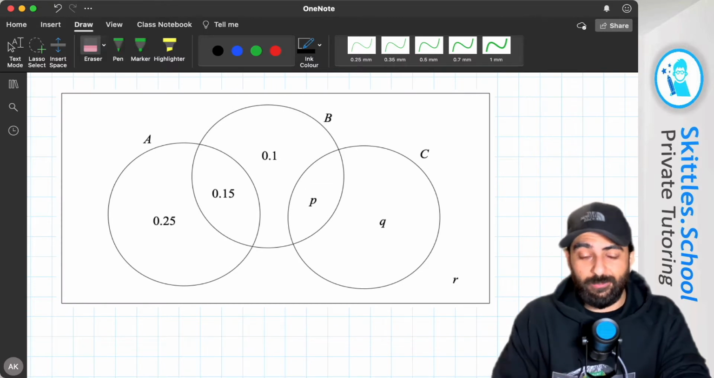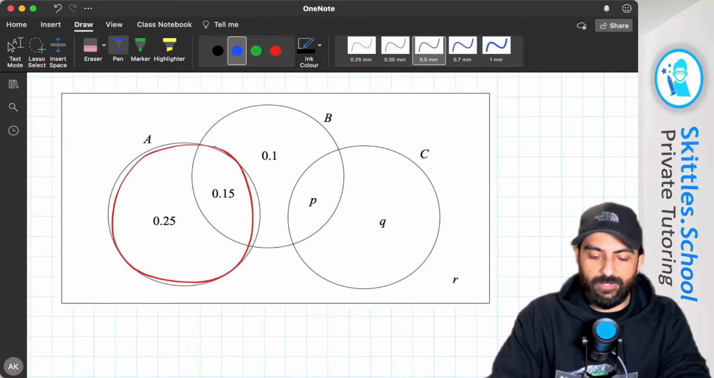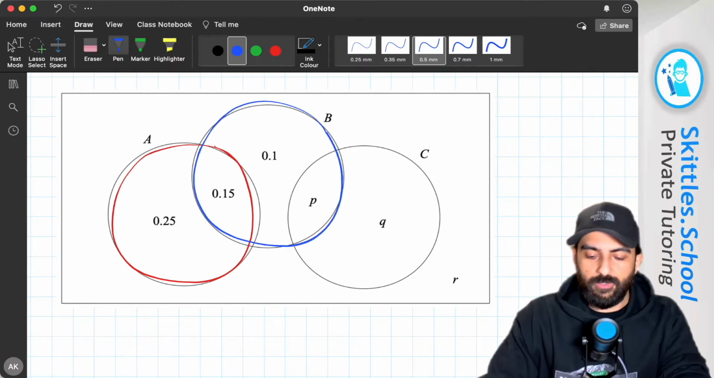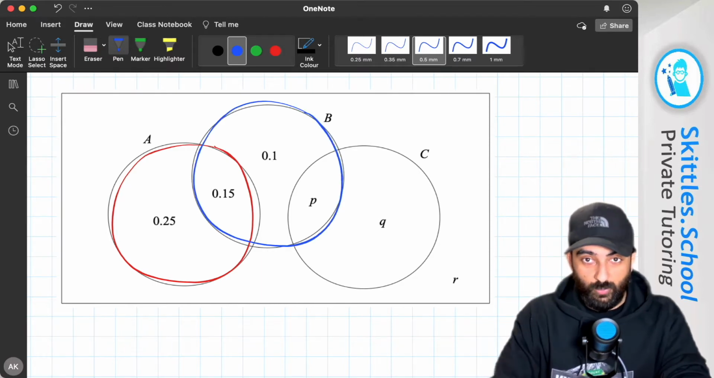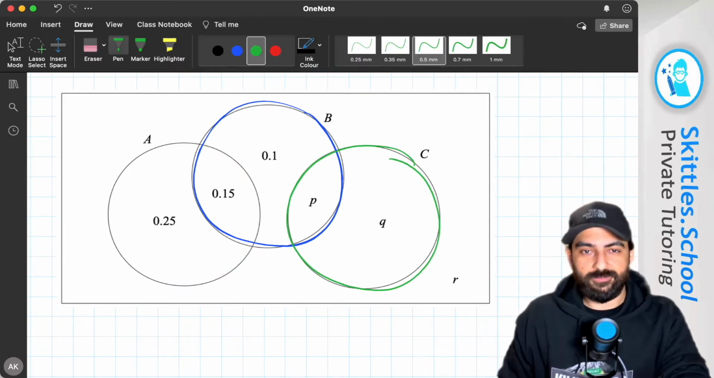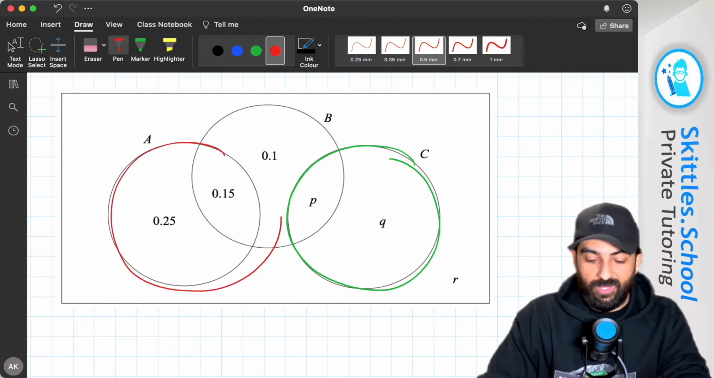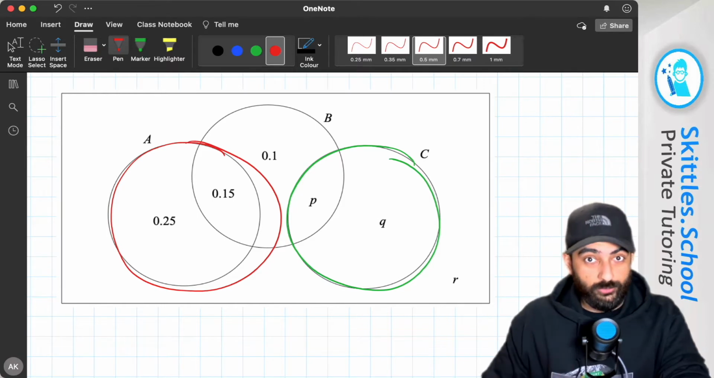We can see that A and B overlap. We can also see that B and C overlap. But A and C do not overlap.